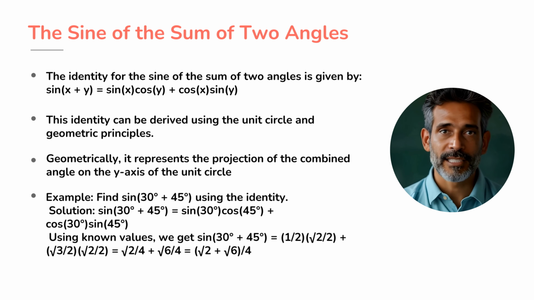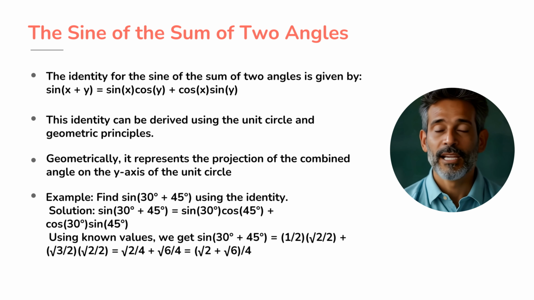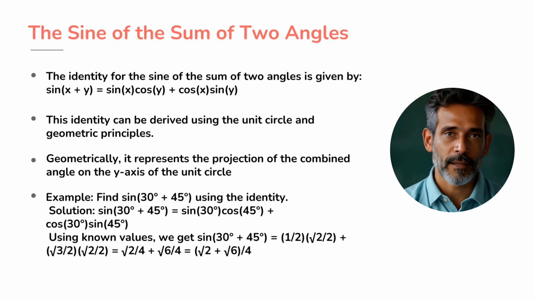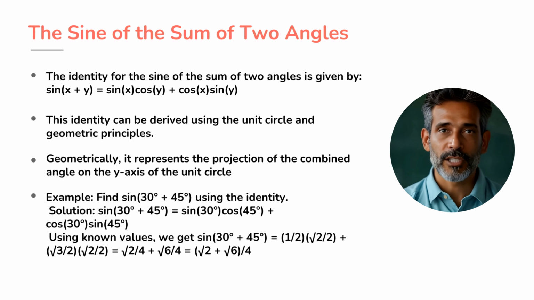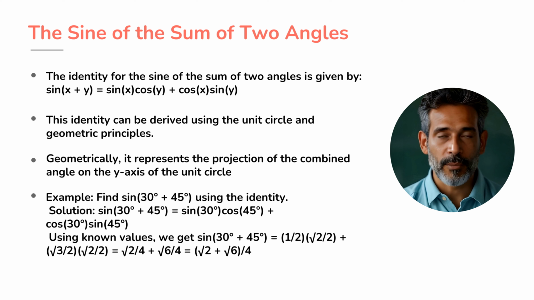Sin(60° − 30°) = sin 60° times cos 30° minus cos 60° times sin 30°. We simplify it as sin(60° − 30°) = √3/2 times √3/2 minus 1/2 times 1/2, and we get 1/2.